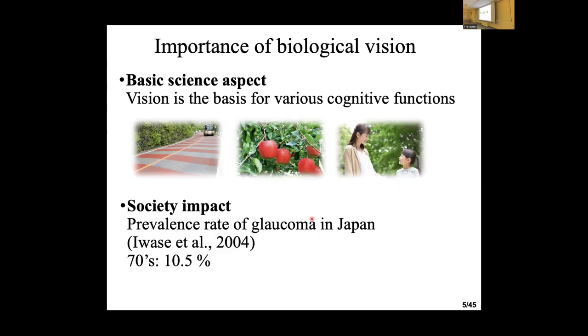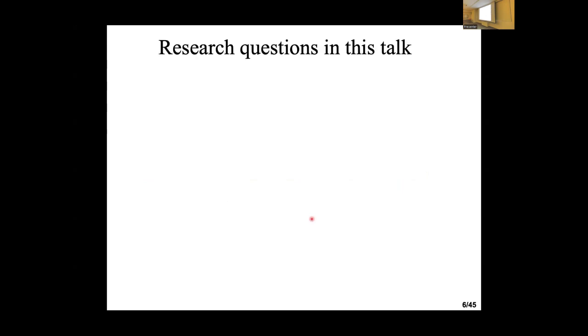There's also social impact in understanding the biological visual system. Ariel talked about glaucoma yesterday, and the prevalence of glaucoma in this country is particularly high: once we get to 70, I think the prevalence is about 10%. So we are motivated to study biological vision.